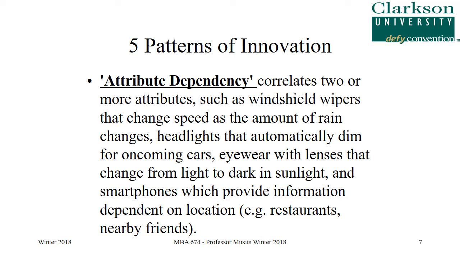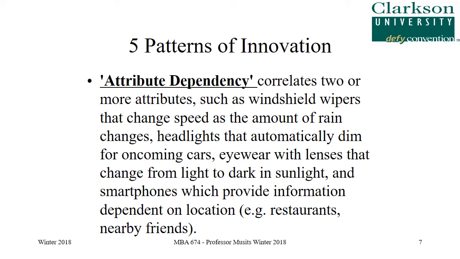So this one is called attribute dependency. And what this one does is it takes 2 or more attributes and puts them together in sort of a new way. So here's some examples. The best way to describe this one for me is sort of through examples. So windshield wipers that change speed as the amount of rain changes, so you don't have to do it, right? So it takes some sensor that somehow can measure the amount of rain, combines it with a windshield wiper, right, to then make a windshield wiper that automatically adjusts.